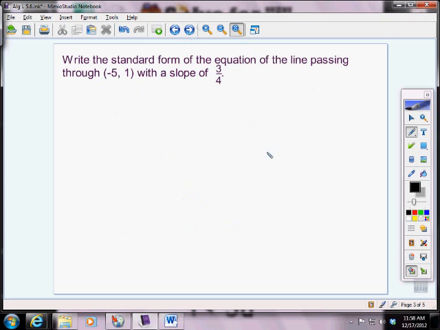It says write standard form of the equation of the line passing through the point negative 5, 1 and with a slope of 3/4. When you're given a point and a slope, think point-slope form. We're going to use this form to write it in standard form, because point-slope form allows us, with a point and slope, to fill things in pretty easily.